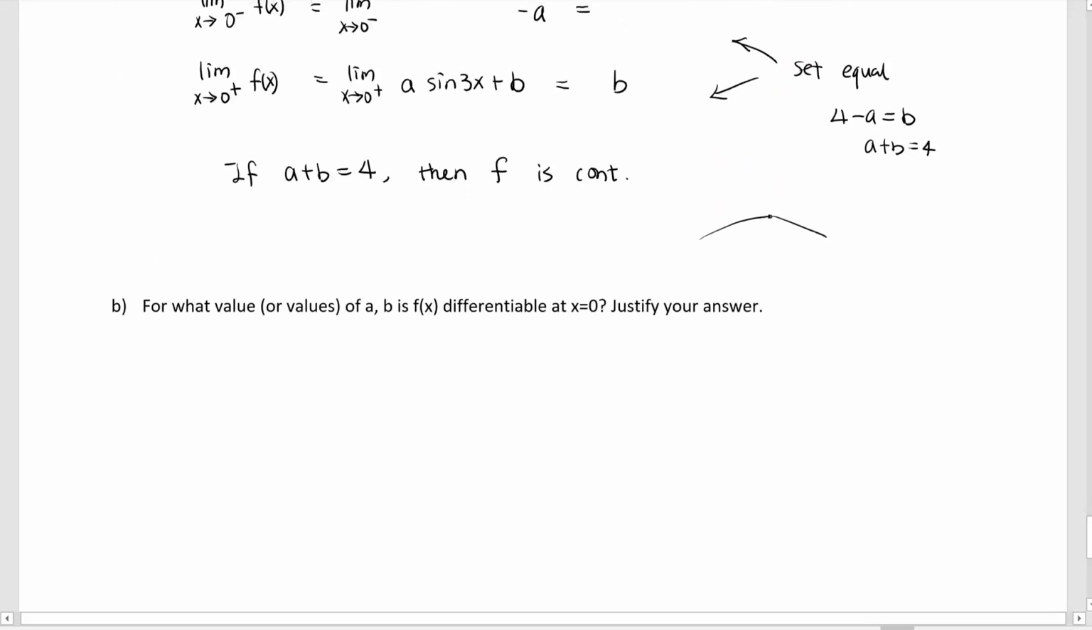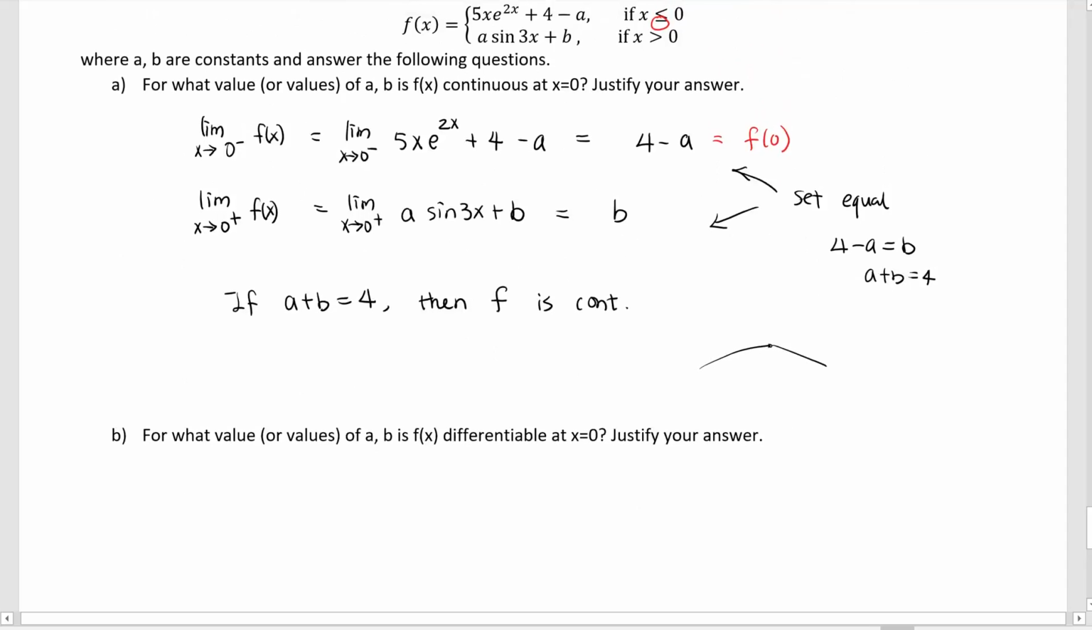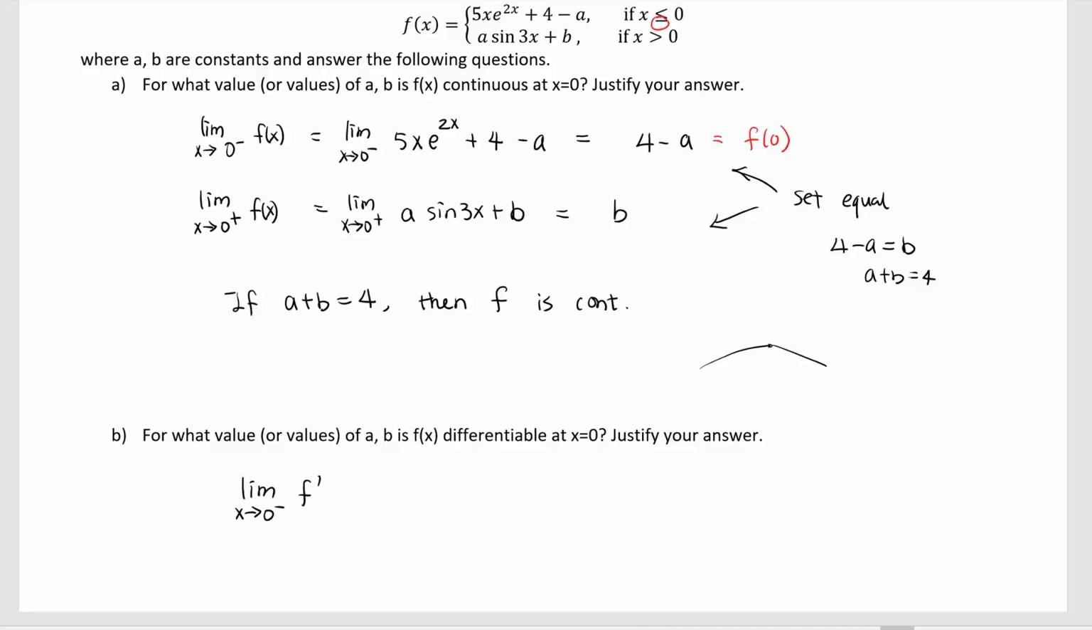So we want to find what values of a and b make the function differentiable. For differentiable, instead of looking at the function value, we want to look at the derivative. And we want to make sure the right derivative equals the left derivative. What is the left derivative? Well, that's the first piece. So we take the derivative of the first piece. And the second one, we take the derivative of the second piece.